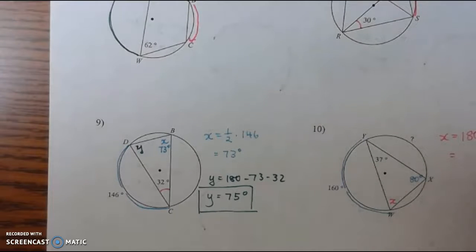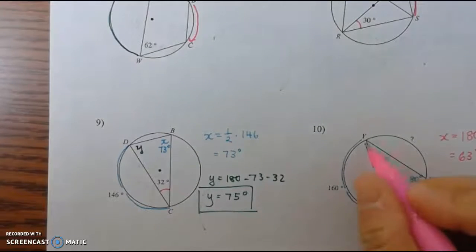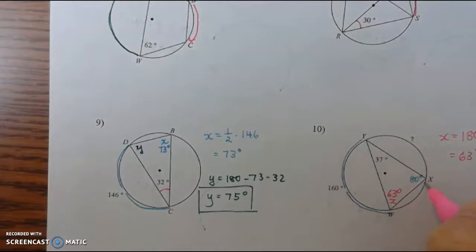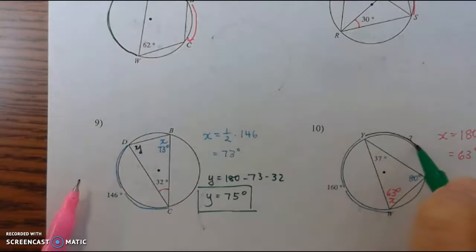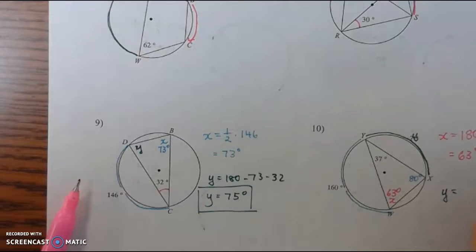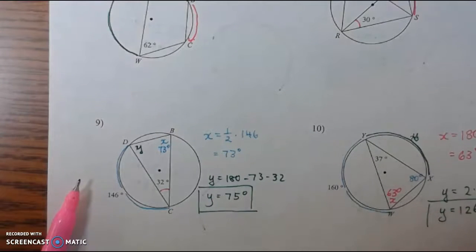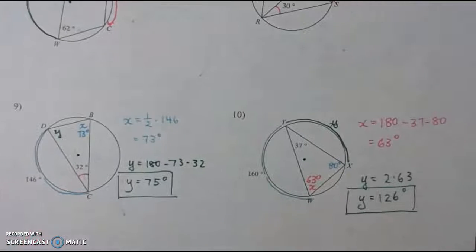37 plus 80 is 117. So 180 minus 117 is going to be 63 degrees. So I've just figured this out to be 63 degrees. And if I figured out this angle YWX is 63 degrees, I know that this angle is the inscribed angle of the arc YX, which is the unknown. If I call this Y, Y is 2 times 63 degrees, which is 126 degrees. So that's my unknown angle here.